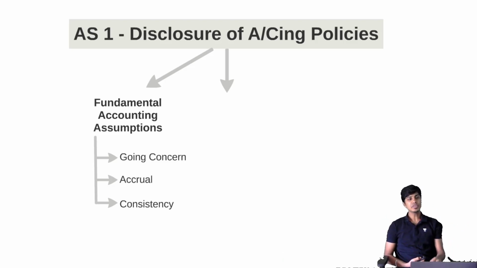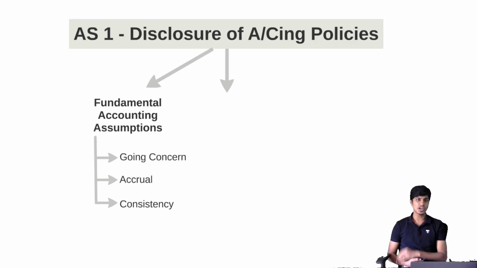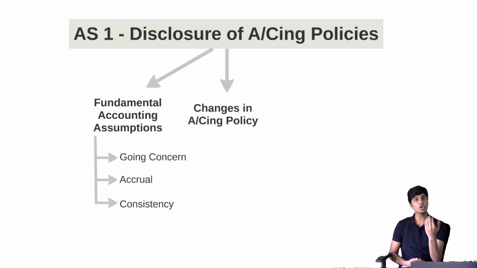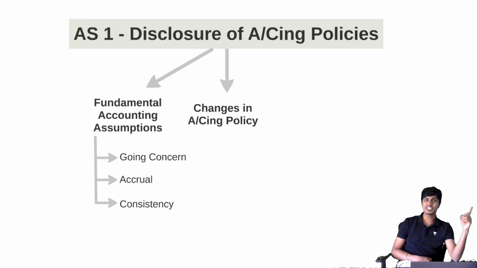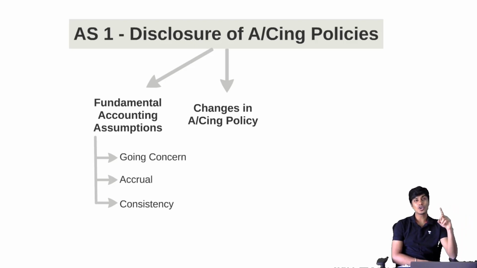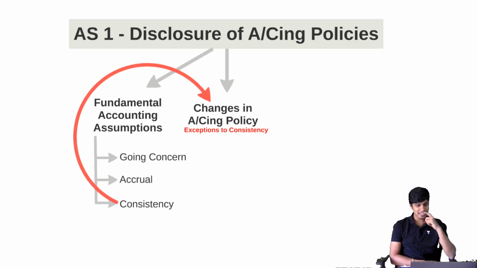Done. Next thing, it will tell us what are the exceptions for consistency, meaning what are the situations where we are allowed to change our accounting policy. Previously, when I discussed conventions, I told you consistency can change. There need not be consistency. There are exceptions. Those exceptions I told I'll discuss when you do AS1. Here we are discussing it. So what are the exceptions?